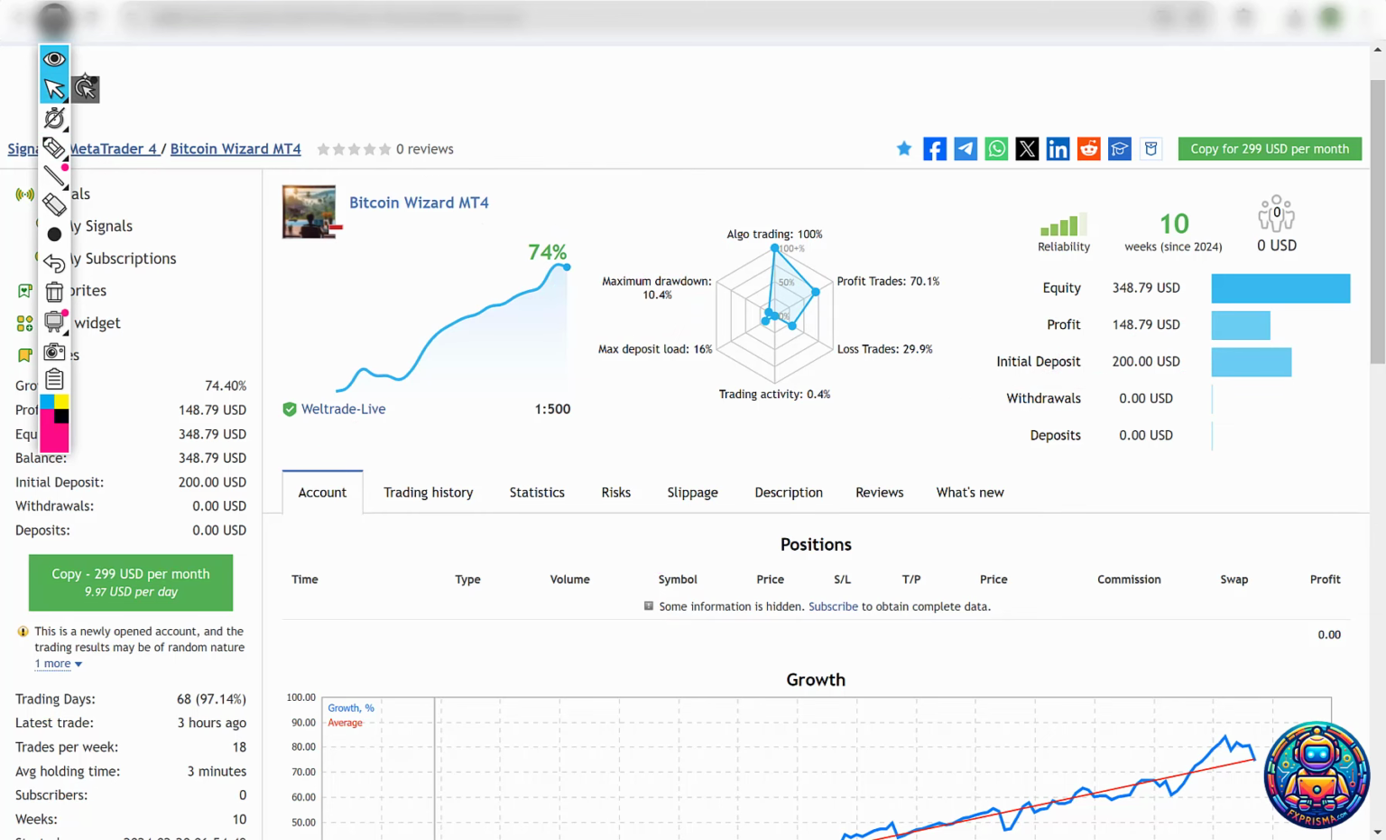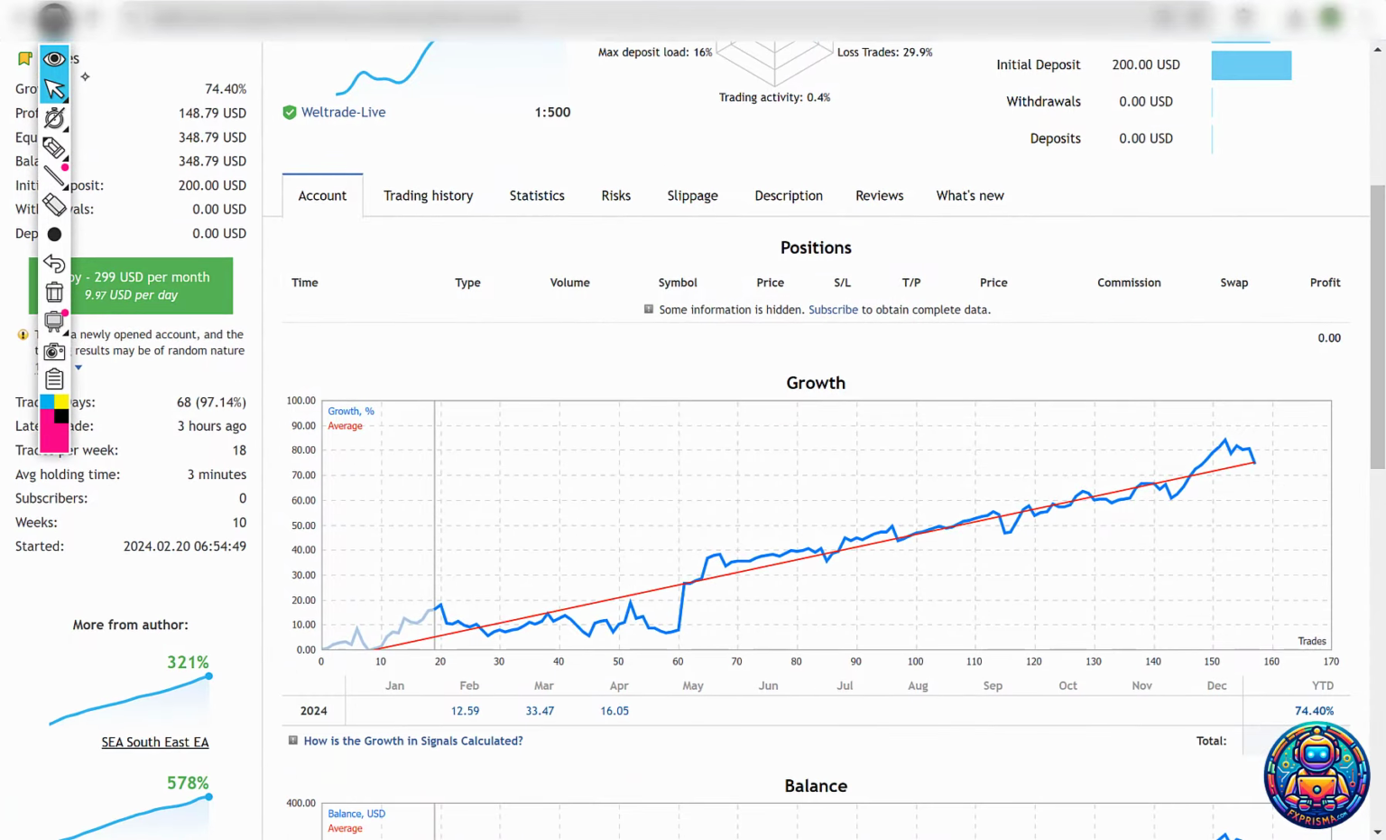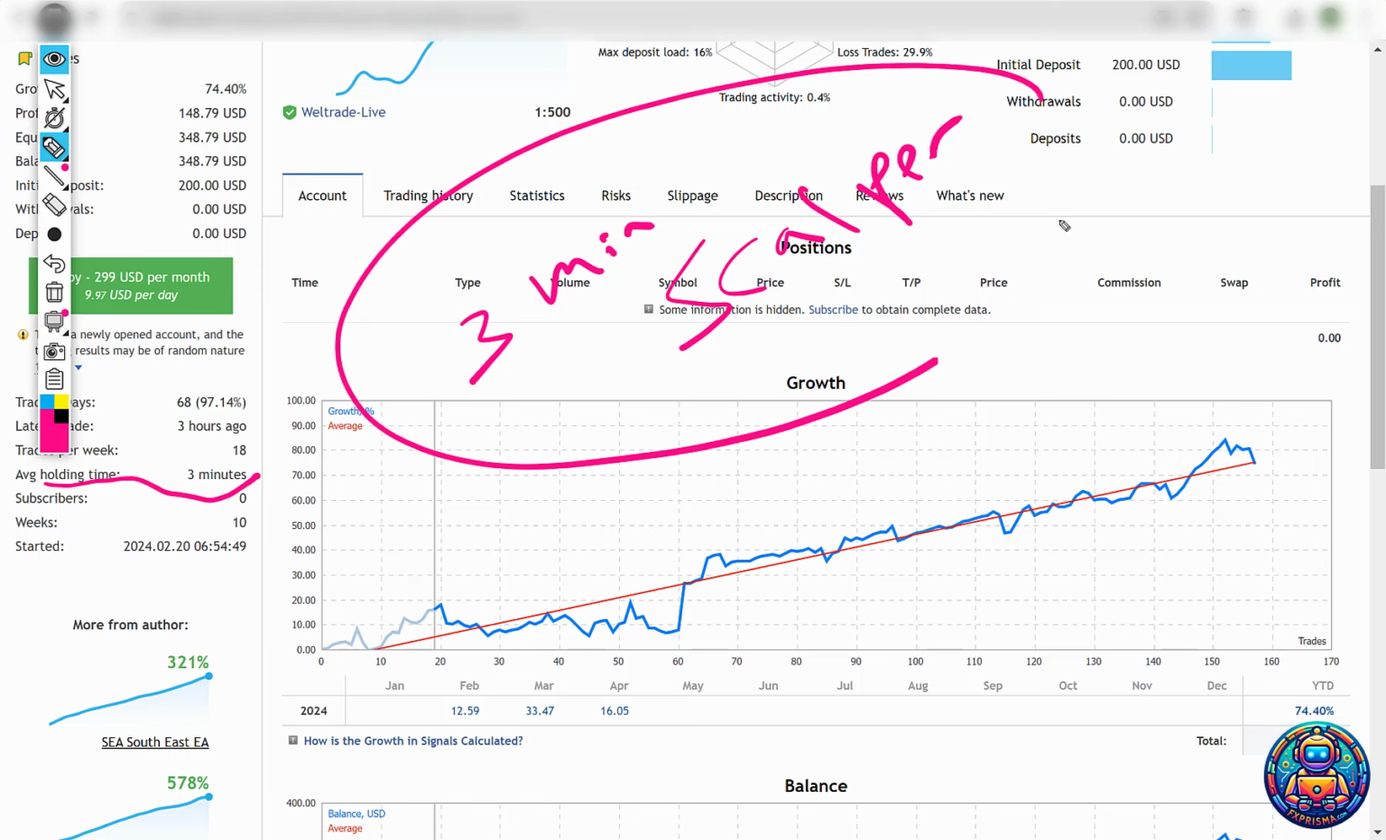And you can see for this signal, one of the things that I truly like is the time. The average holding time is only 3 minutes. So this is a pure scalper. And guys, I am happy to say that this is the EA that I have been waiting for. Something that has a low average holding time and actually works. It's not too much to ask in 2024.